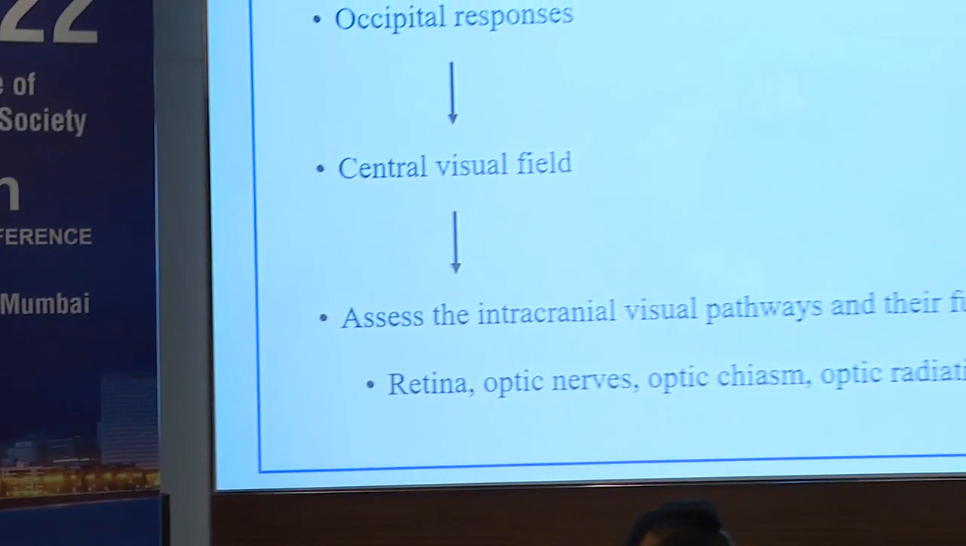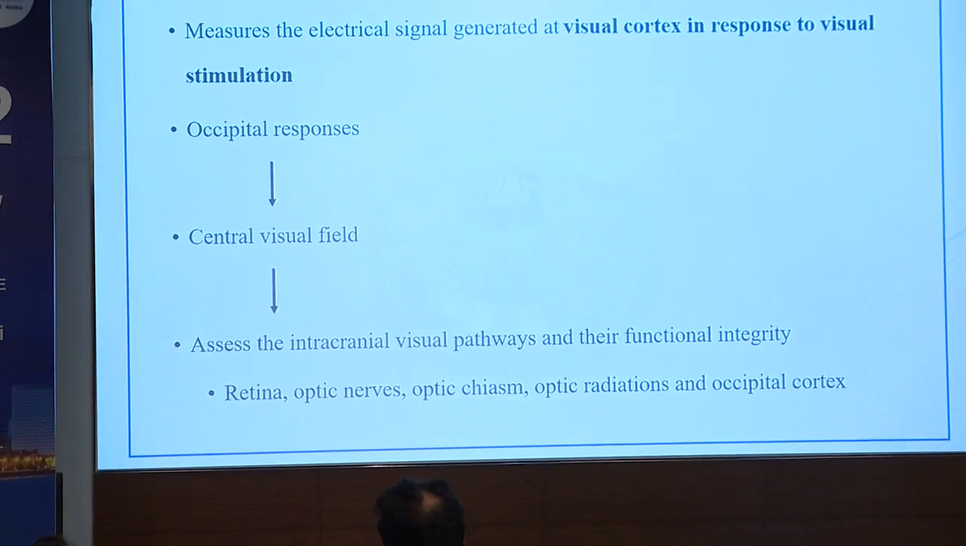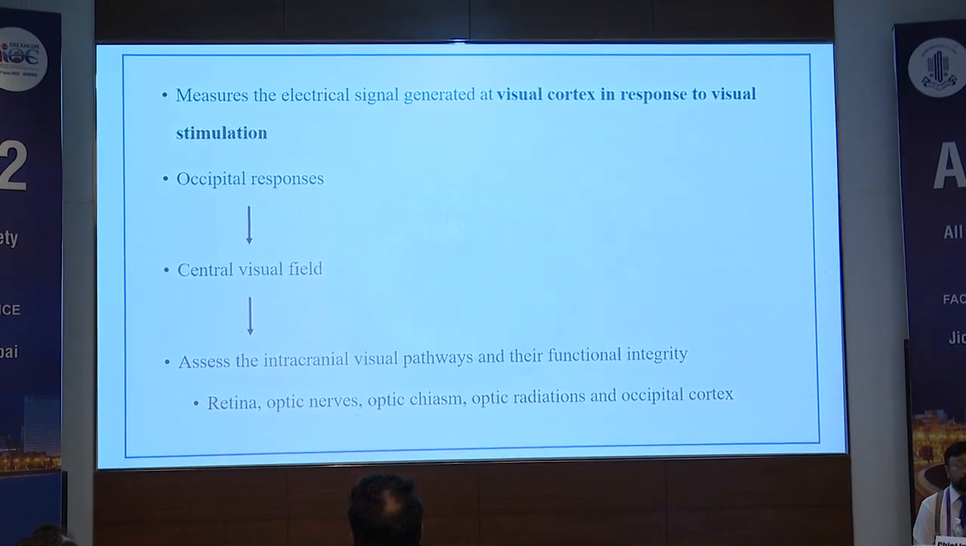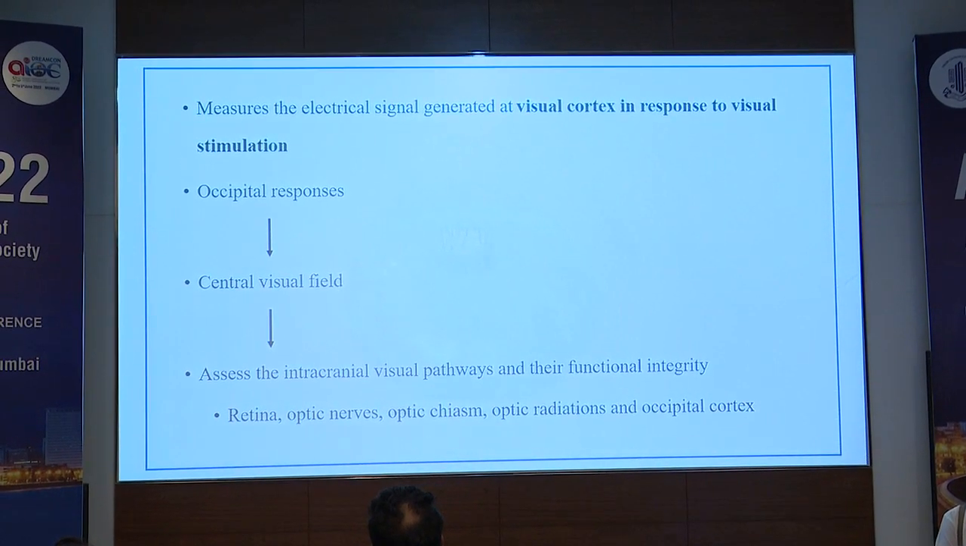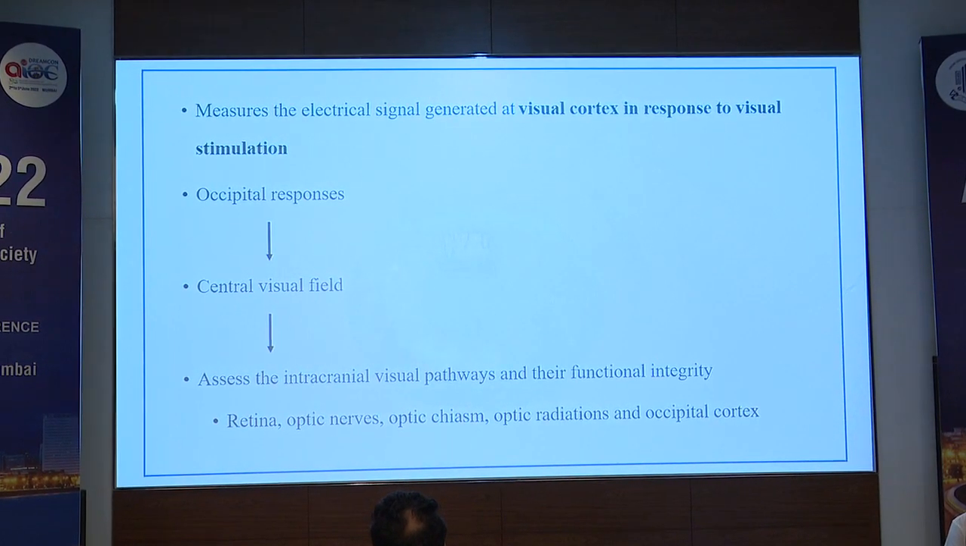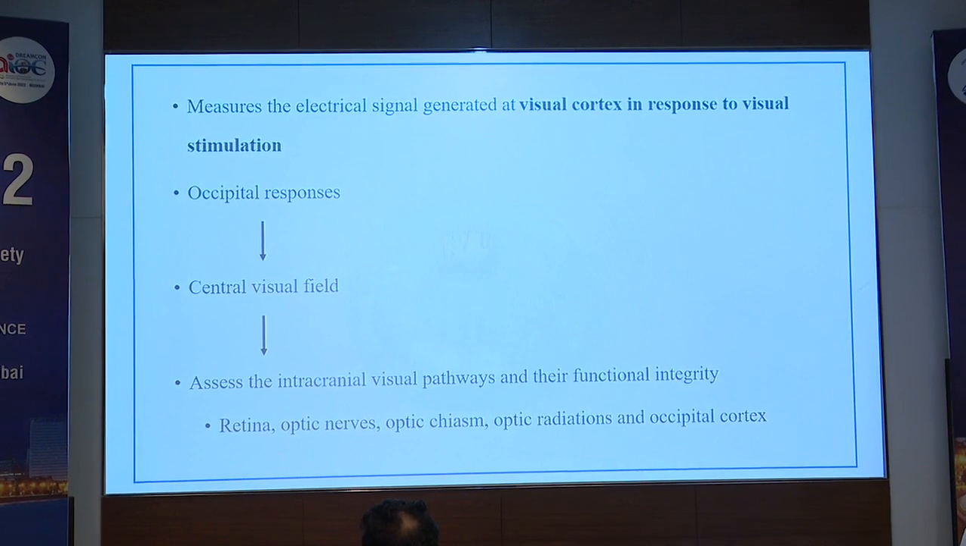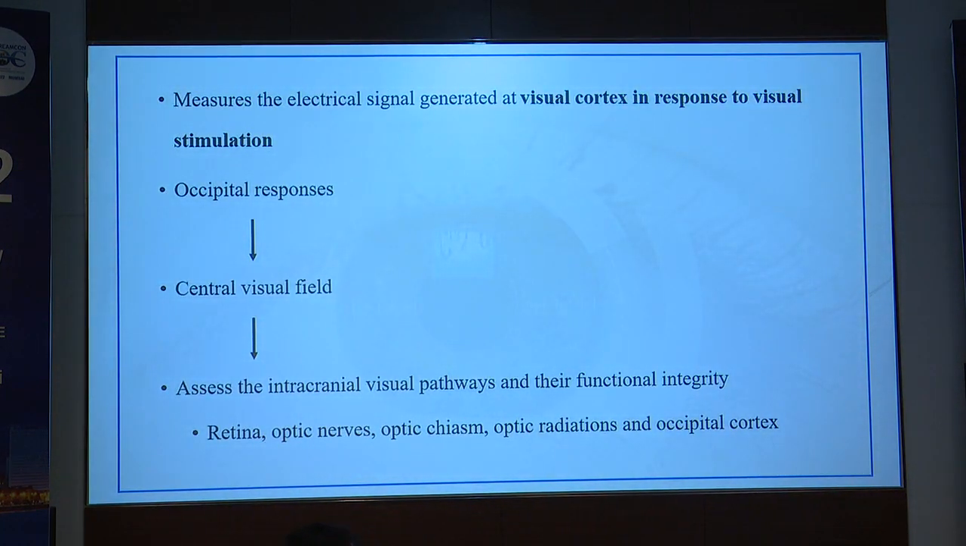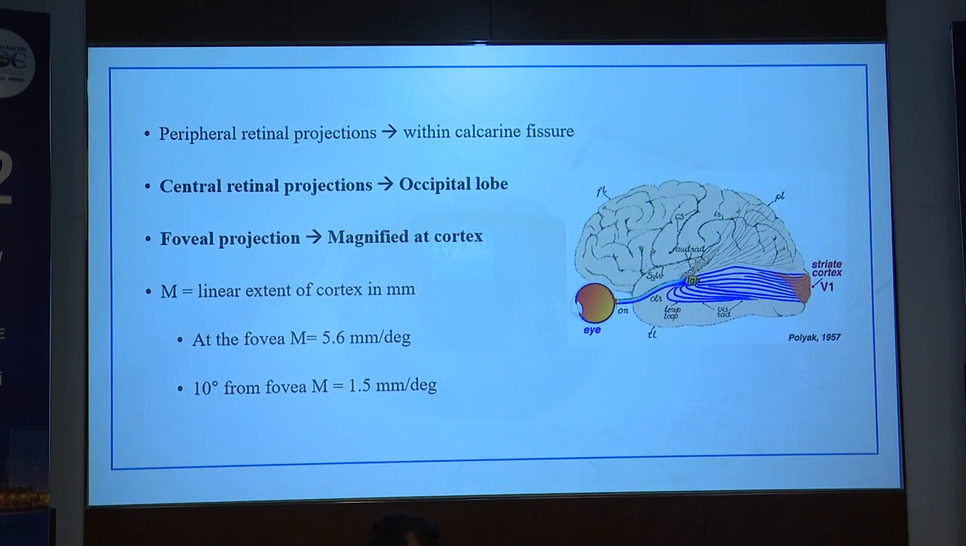Now, VEP measures the electrical signal generated at the visual cortex in response to visual stimulation. The occipital responses corresponding to the central visual field are measured, and it assesses the intracranial visual pathways and their functional integrity right from the retina to the optic nerve, optic chiasma, optic radiation, and occipital cortex.